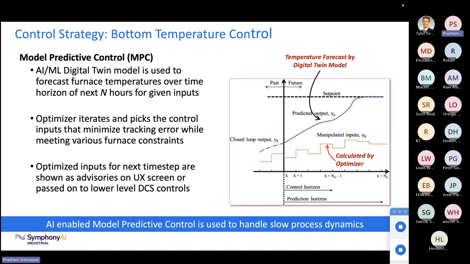So this kind of an MPC or advanced process control becomes important when you have a very slow process where the dynamics are very slow, the time lags are long, and you have a lot of uncertainties. So this kind of a framework is well suited to handling this kind of process over a standard PID controller.